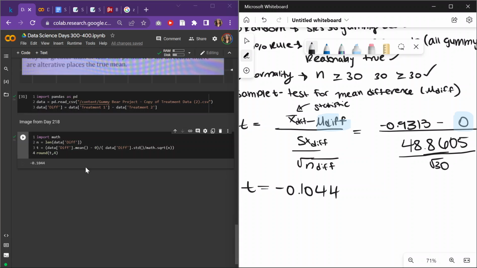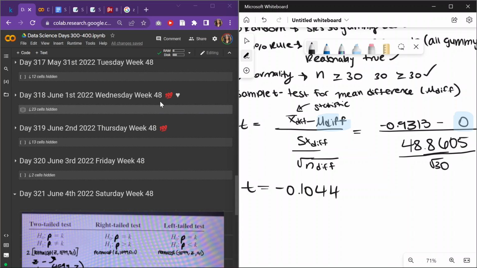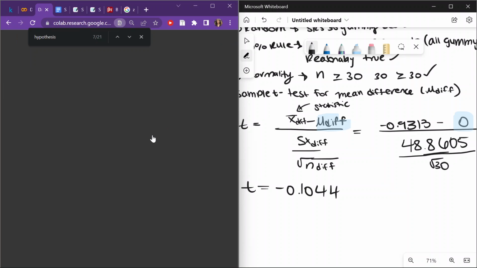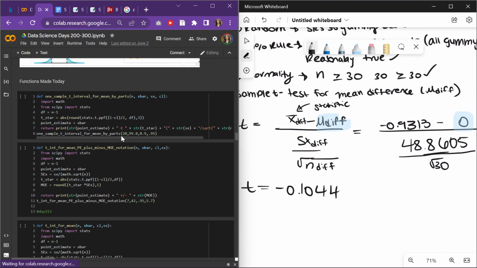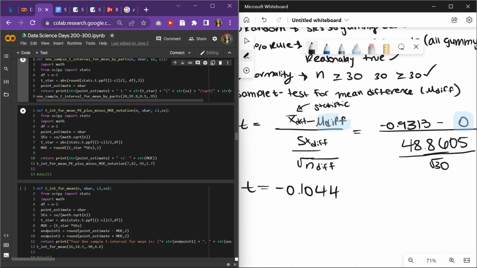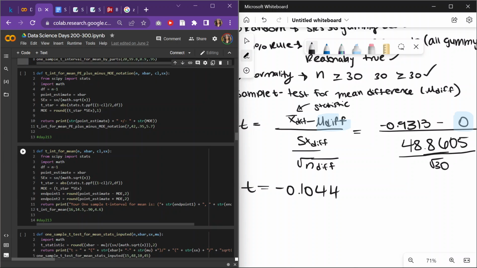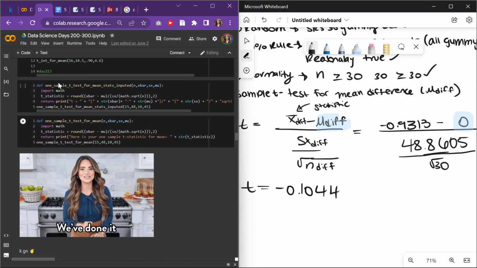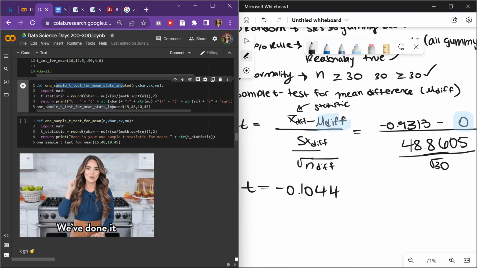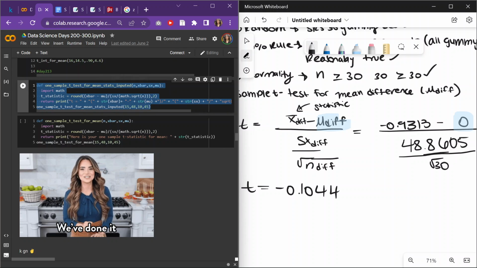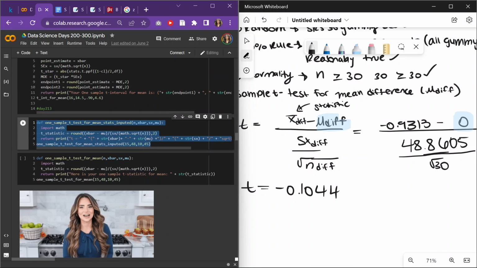Now, that was done. Okay, I'll show you also a function that I wrote. Maybe I should do it now. Let me try to find it. Hold on. One sample t interval for me. Stats inputted. We have all of that, right? All right, let me use this function, see if it works.